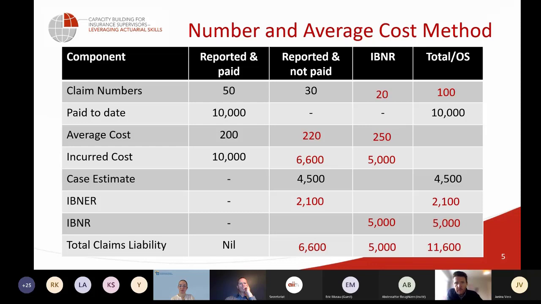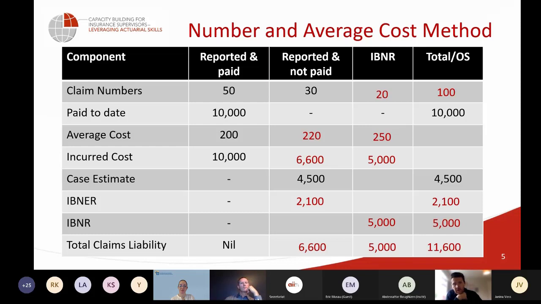So for this part here, reported and not yet paid, what we could do is just assume that the case estimate is sufficient. But the question then is, is it really sufficient? Because if you think about it, the average cost in these claims is 200. We've got 30 claims here. So if the average cost is again 200 or even higher, we would need 200 times 30, we would need 6,000. But the case estimate is only 4,500.